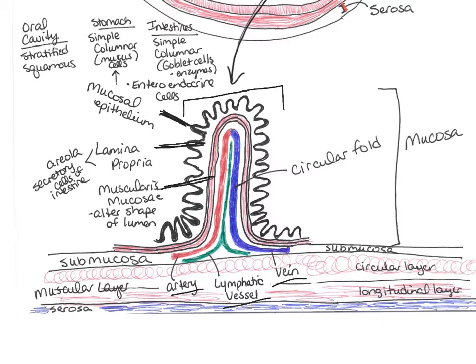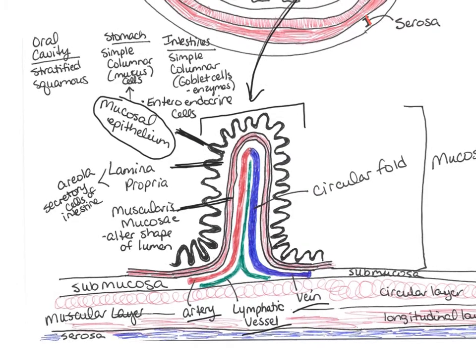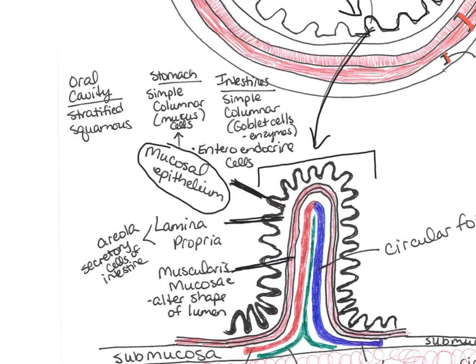So let's talk about the mucosal epithelium. The mucosal epithelium is going to be different in different areas of the digestive tract. For instance, in the oral cavity, in the mouth, that mucosal epithelium is made of stratified squamous, which is multiple layers of flat cells. It's very protective and sturdy, so all the friction of saliva, food, your teeth, and your tongue will slough off the top layer, but it's still thick enough, and there's a regenerating layer on the bottom that helps regenerate those cells.